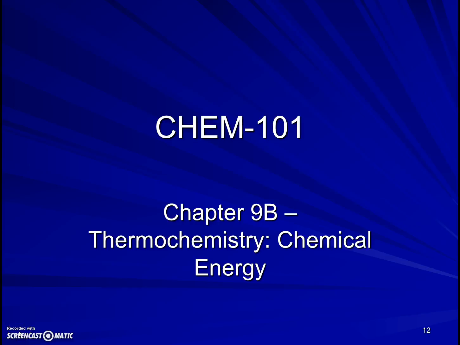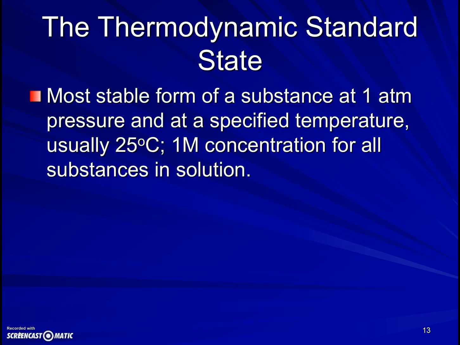And we want to pick up right where we left off in Chapter 9 and start to talk a little bit more about how we can track the energy that is given off or taken in by these chemical reactions, and then be able to use those numbers to make predictions about other chemical reactions. So we'll start off with a definition of the thermodynamic standard state.